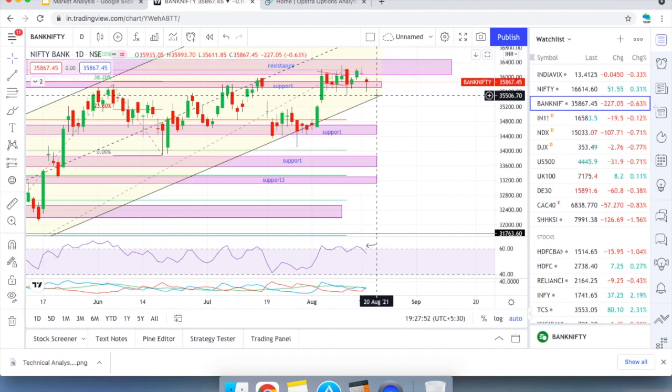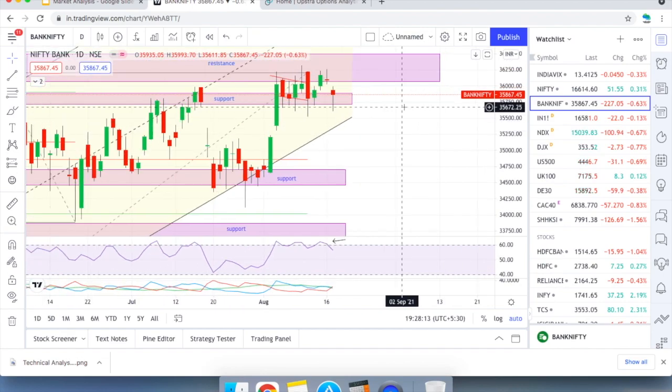It slipped down into the next support zone of 35,700 to 35,900, that zone, right? This is a support zone where it had rested for a long period of time. If you look at 4, 5, 6, 7, 8, almost 10 days it had rested in the same place, and it had resisted at this place an equal number of times earlier. So it's still hovering around that.